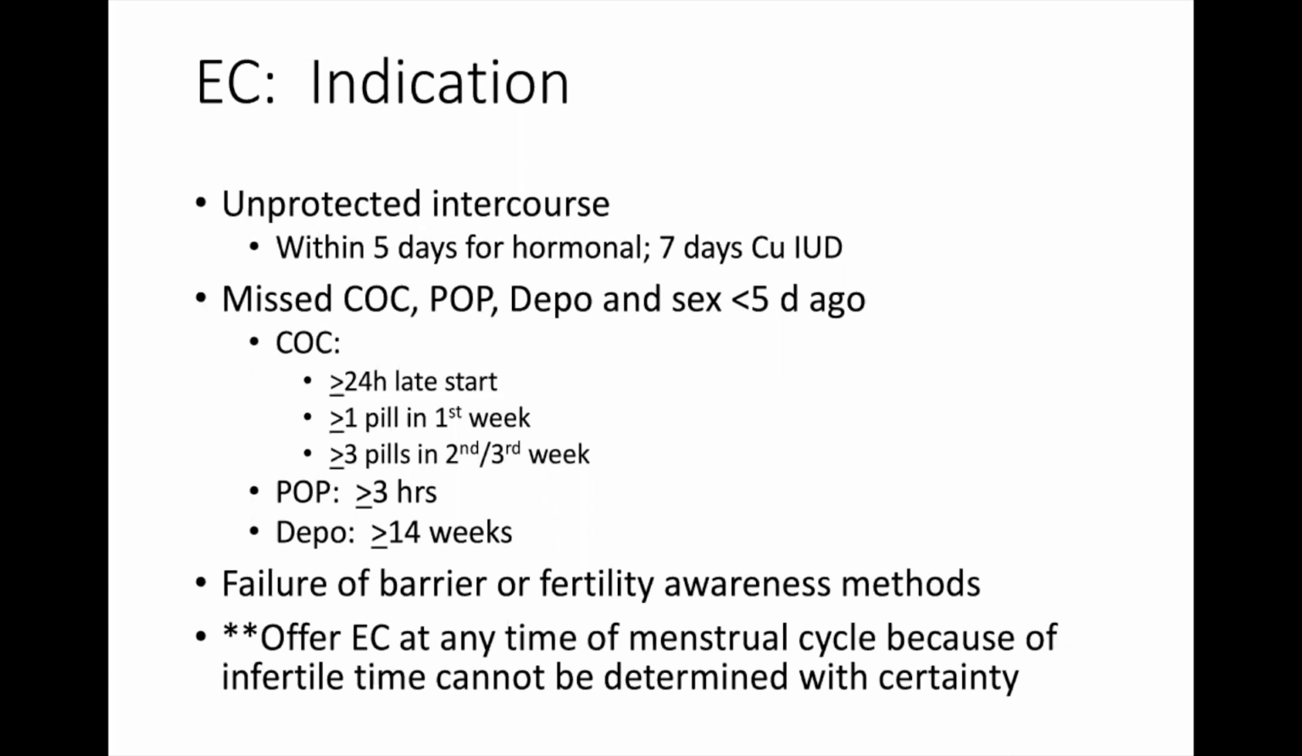Failure of a barrier or fertility awareness method: you offer emergency contraception at any time of the menstrual cycle because the infertile time cannot be determined with certainty. Okay, but emergency contraception is always given within 5 days for hormonal or 7 days for the copper IUD.